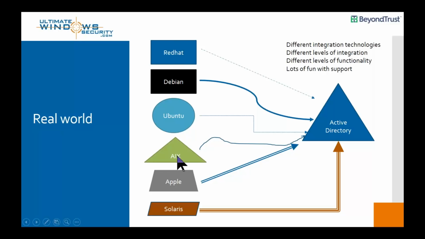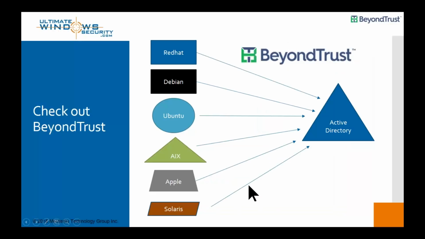You saw that between Red Hat or CentOS and Ubuntu, right? We used Realm on one and Net on the other. There's going to be different levels of functionality. You're going to have lots of fun with support, and that's just the way it is. That is the reality of the Linux world when you try to do this stuff yourself with the functionality out of the box.